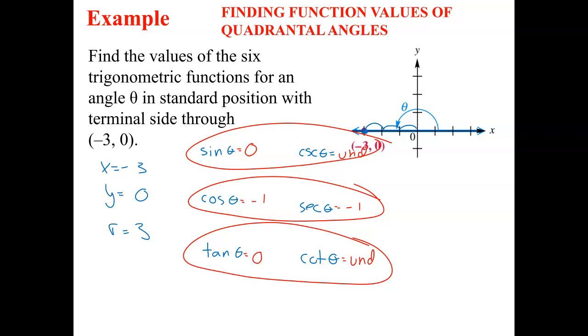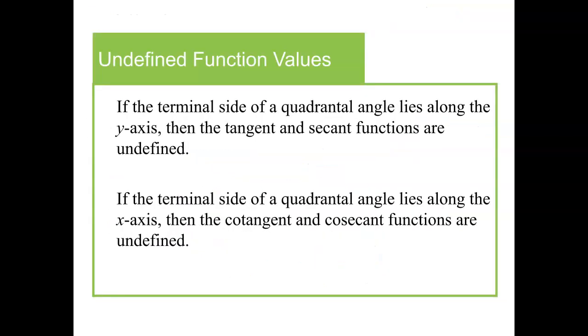All right, a couple other things I want to go over real quick. So we saw this with our undefined functions. On the y-axis, tangent and secant are going to be undefined, but on the x-axis, cotangent and cosecant are the ones that are going to be undefined.